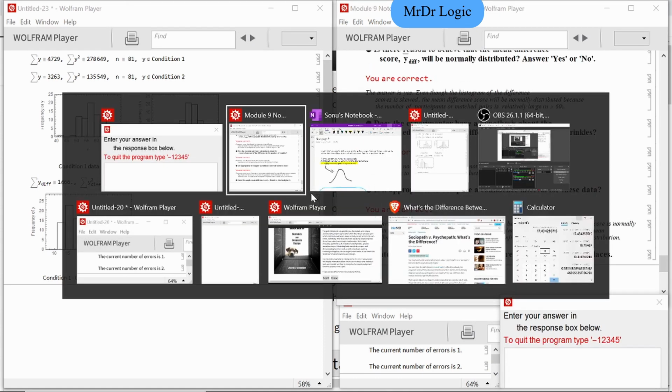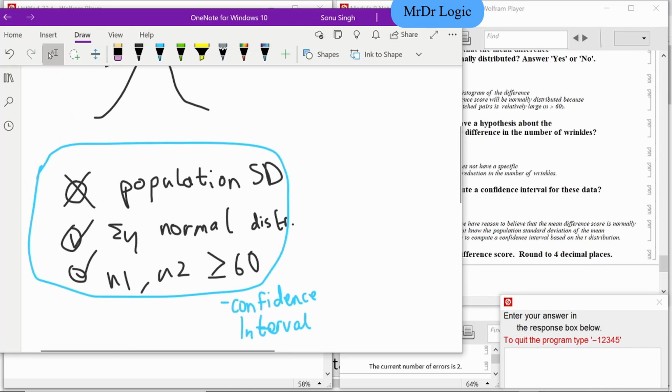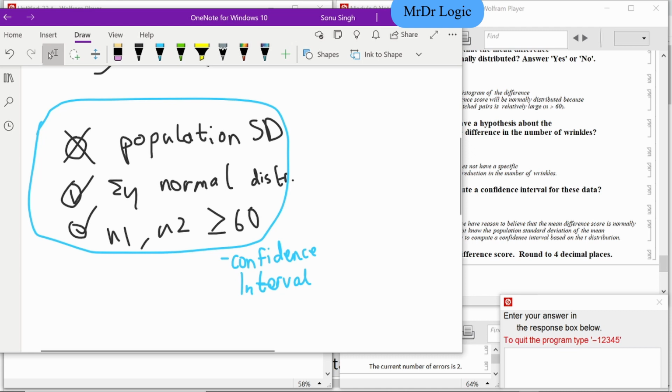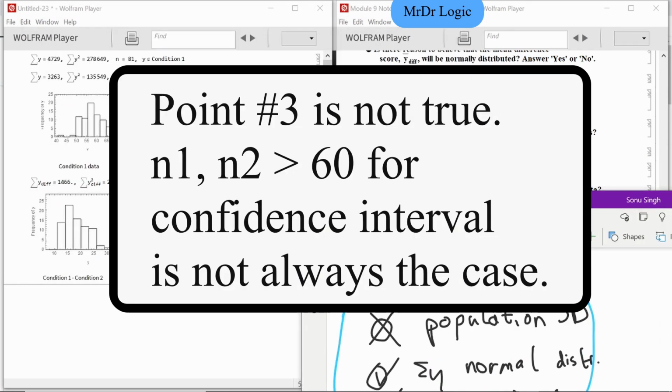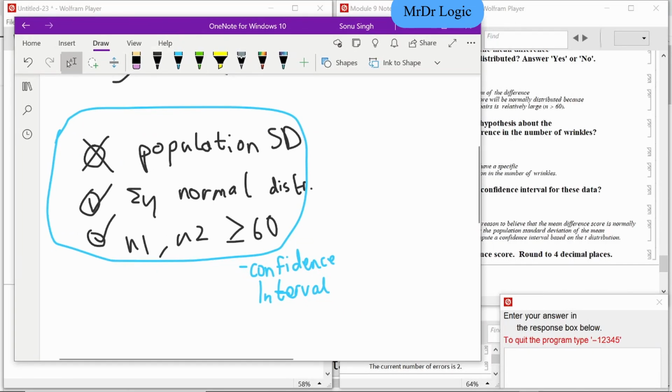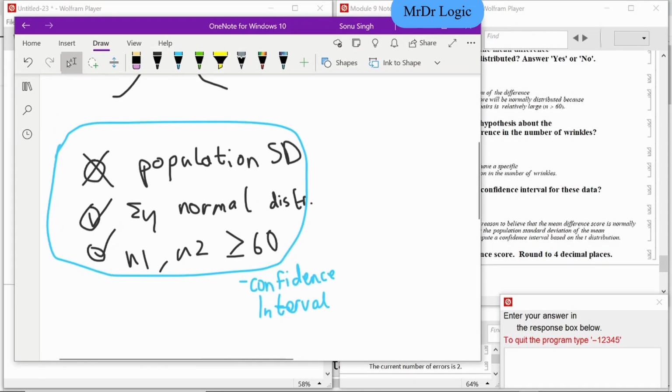There are 3 things needed in order to compute a confidence interval. No population standard deviation. The differences, sum of y, are normally distributed, meaning the sample is above 60, and its shape is somewhat of a mound. And lastly, both of them are greater than 60. You gotta have something like this. Okay, that's terrible, but you all know what I mean. Not a wave, a little hill or a little hump. Something generally like this.